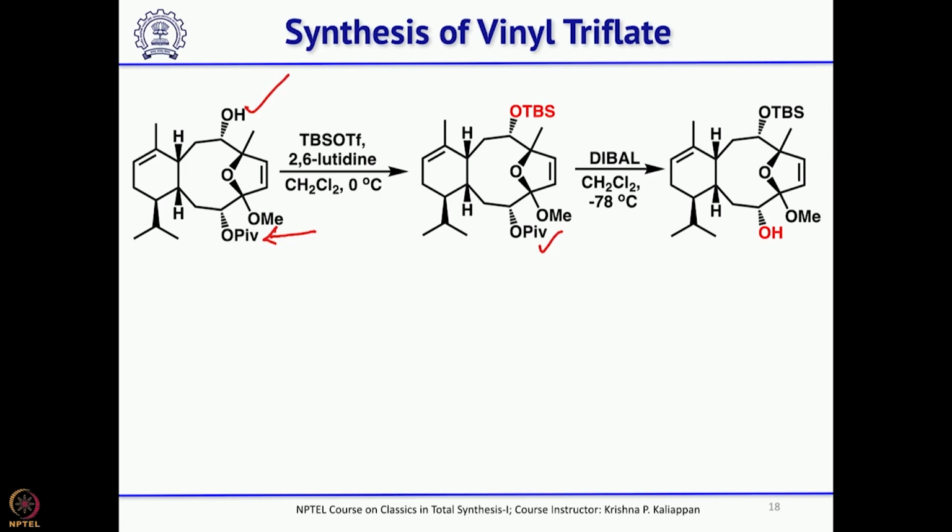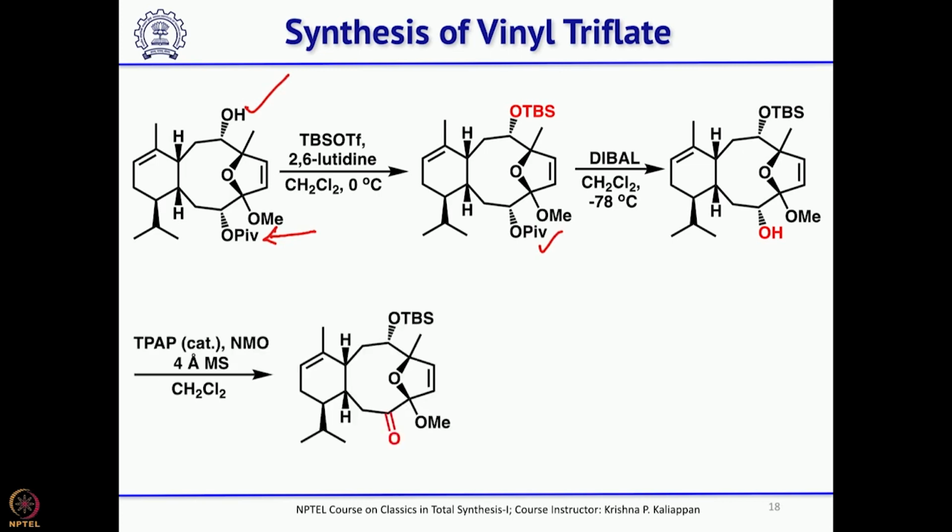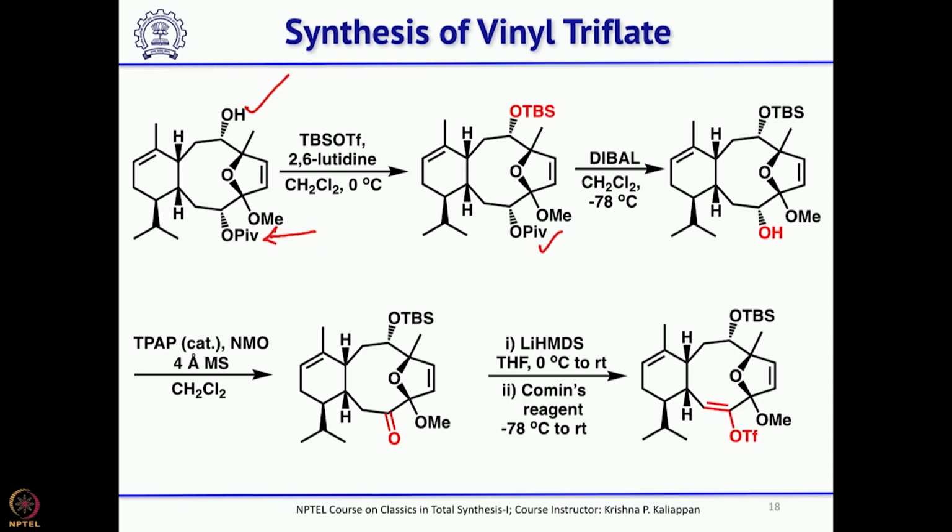The hydroxyl group was then oxidized with tetra-N-propylammonium perruthenate (TPAP) and NMO to get the ketone. Once you have the ketone, the next step is to make the enol triflate. This was successfully done by making the enolate with lithium hexamethyldisilazide, and the triflate was introduced using the well-known Comins reagent. So, now the enol triflate is made.